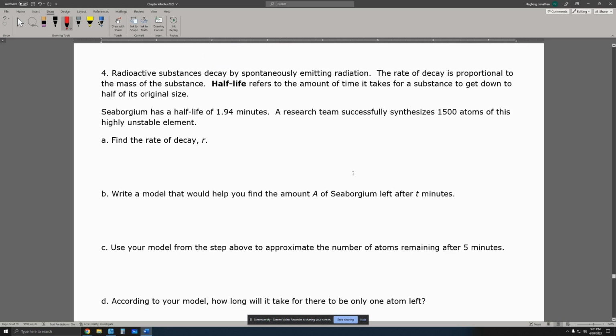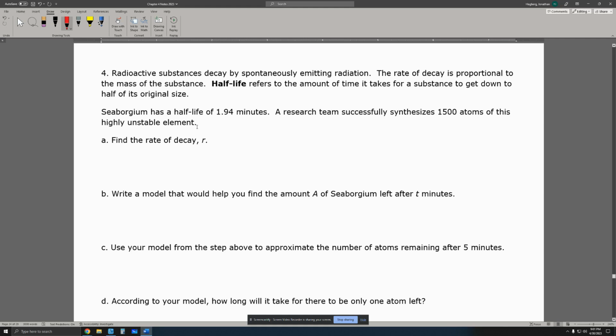Radioactive substances decay by spontaneously emitting radiation. The rate of decay is proportional to the mass of the substance. Half-life refers to the amount of time that it takes for a substance to get down to half of its original size or original mass. Seaborgium has a half-life of 1.94 minutes, or just under 2 minutes. A research team successfully synthesizes 1,500 atoms of this highly unstable element. Find the rate of decay R.